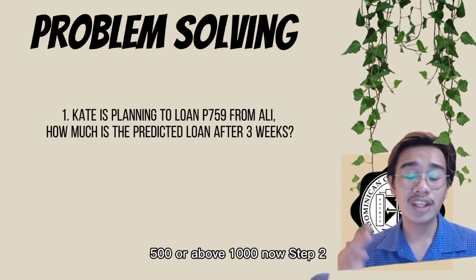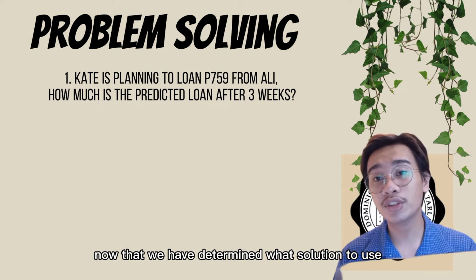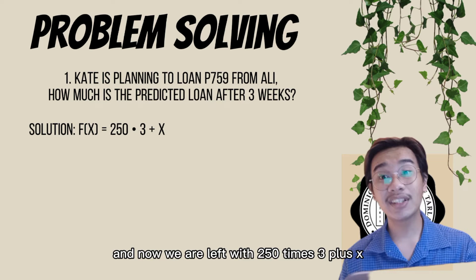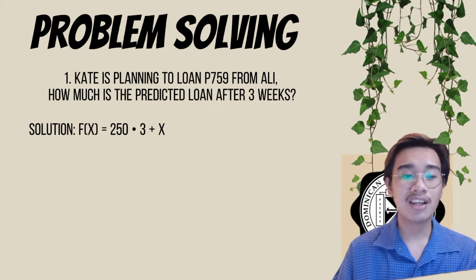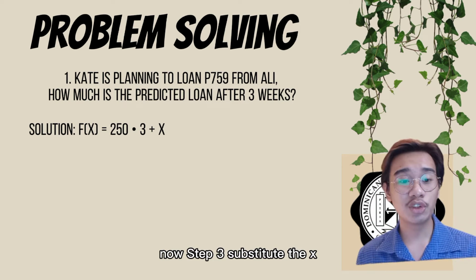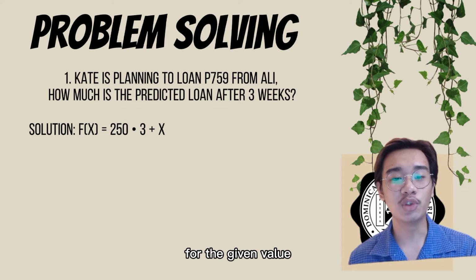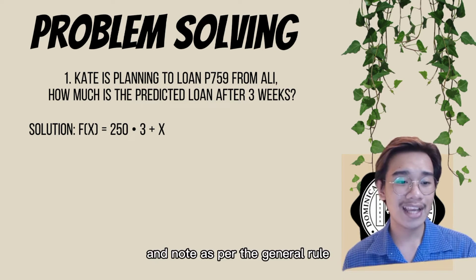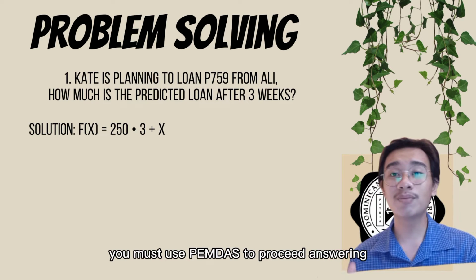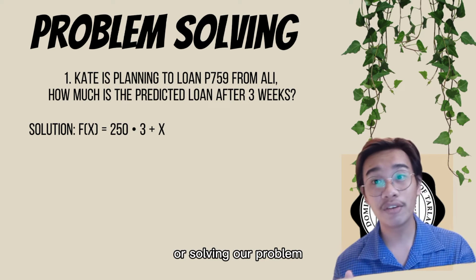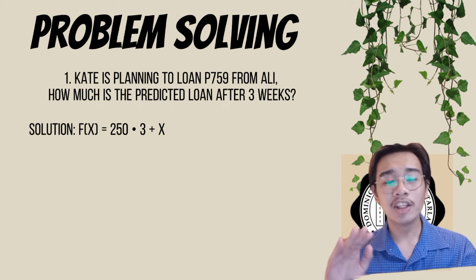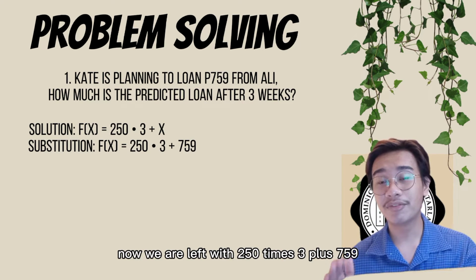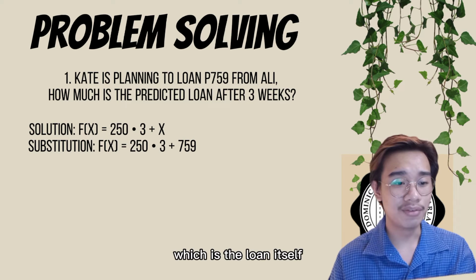Now step 2, now that we have determined what solution to use, we can proceed to answer. And now we are left with 250 times 3 plus x. Now step 3, substitute the x in the solution for the given value. In this example, it is 759. And note, as per the general rule, you must use PEMDAS to proceed in solving our problem. Now we are left with 250 times 3 plus 759, which is the loan itself.